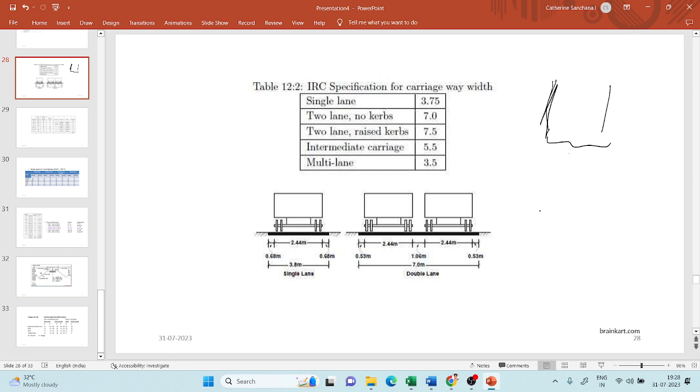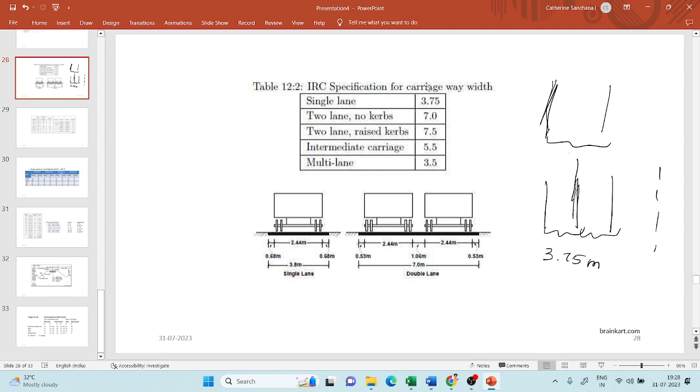What is single lane? You know what lane is, right? So this is one lane of traffic. This is second lane of traffic. These will be either divided by a barrier or maybe dotted lines if they are on the same line, something like that. So for single lane, the minimum width is 3.75 meters.